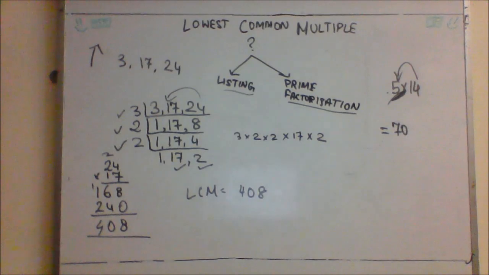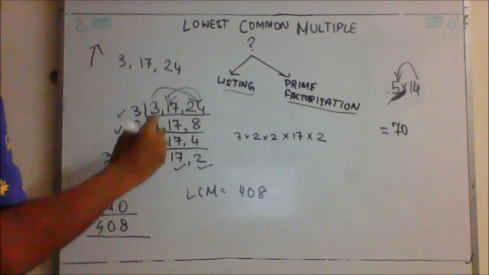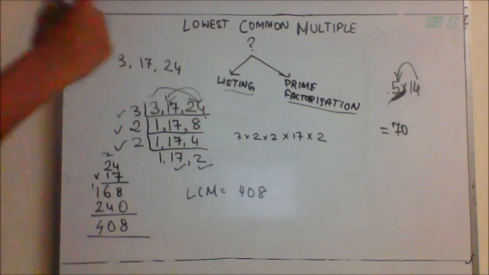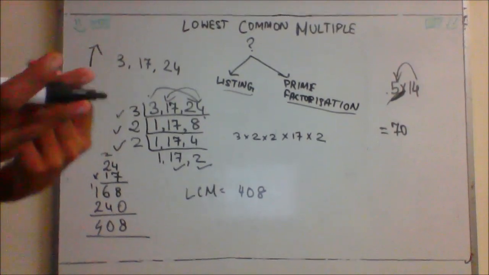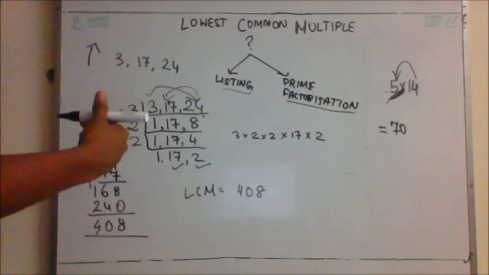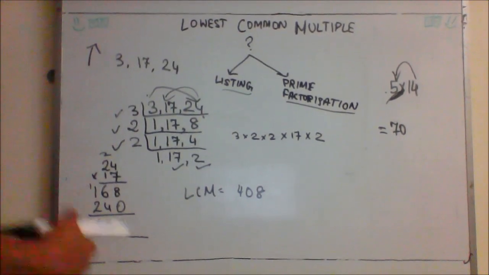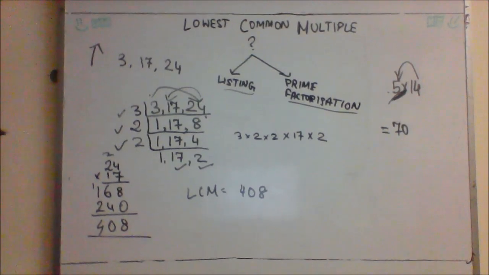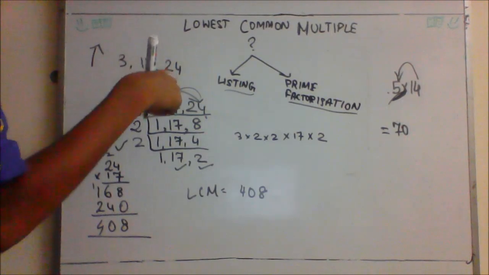So then in this case 3, 17 are prime numbers, right? So 24 into 17 into 3. No, because 3 can go into 24. 3 into 8 is 24. So we can find the LCM of 3 and 24, which is 24. I hope you understand that. 3 meets at 24 because it's a factor of 24. So we do 3 into 17.